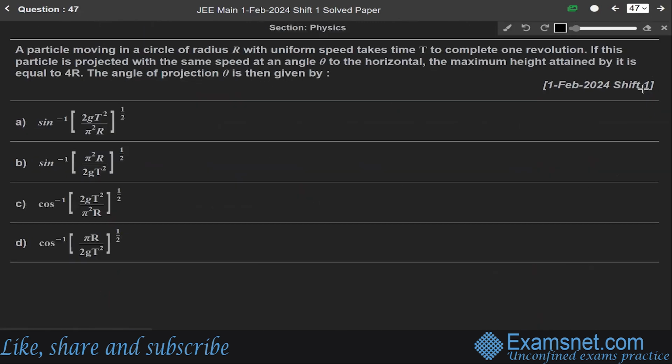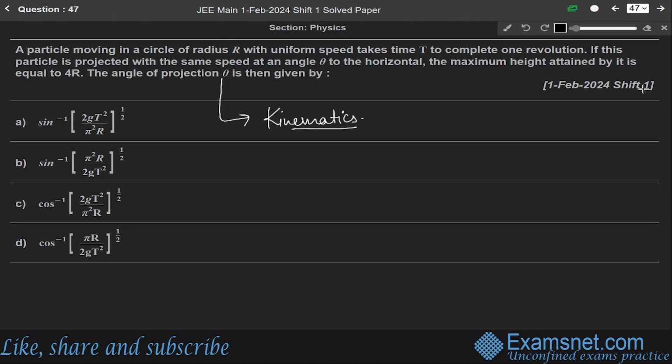Now next question, 47. A particle moving in a circle of radius r with uniform speed takes time t to complete one revolution. If this particle is projected with the same speed at an angle theta to the horizontal, the maximum height attained is equal to 4r. We have to find the angle of projection. This question is from the chapter of kinematics.